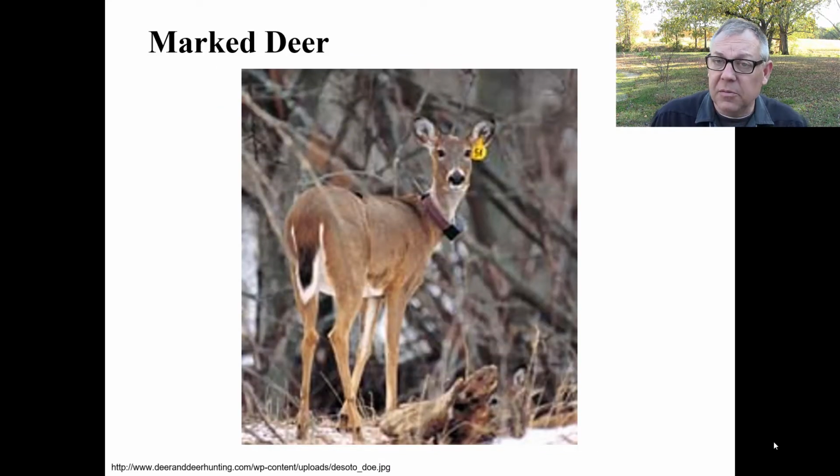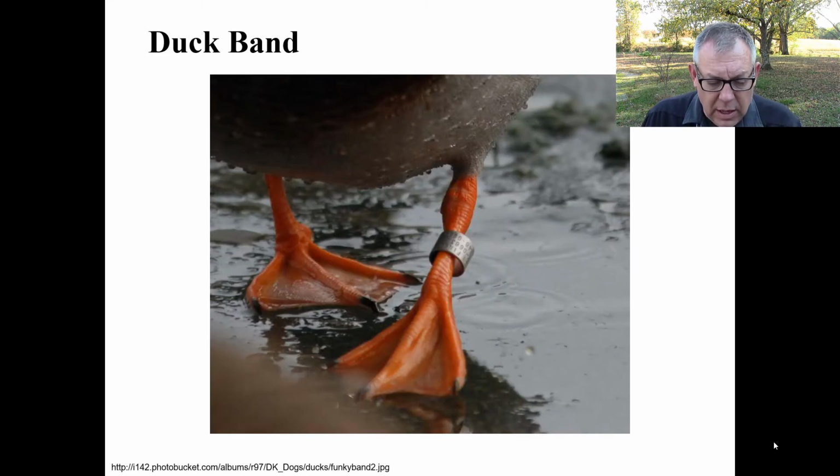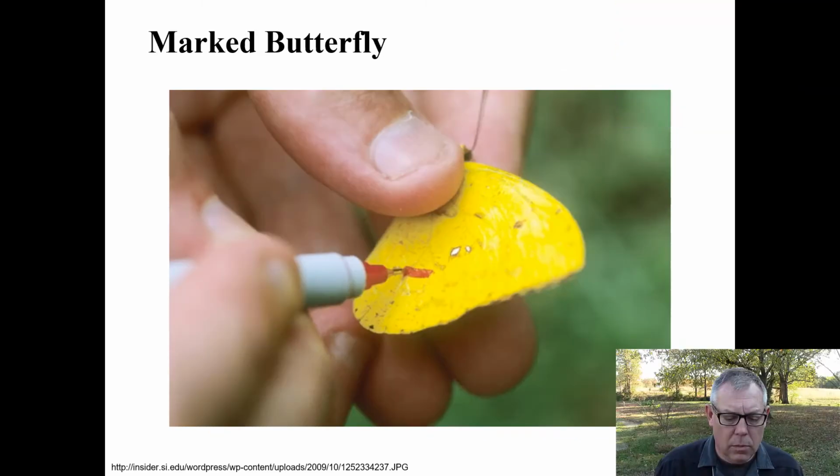Here's a white-tailed deer. It's got an ear tag. It's also got a radio collar. You can see it's got that collar on there, so you can use that collar to find where the deer is and track it, but it's got that tag. Here's a duck banding. Duck banding is a big thing, and so if you hunt ducks, you shoot ducks, every once in a while you get one with a band on it. And you can use these to tell how far they migrate and how old they are. A lot of things you can use the mark for, but mark-recapture is one of the most important.